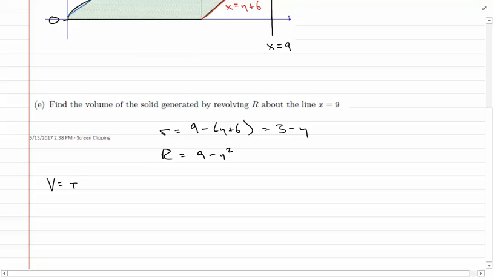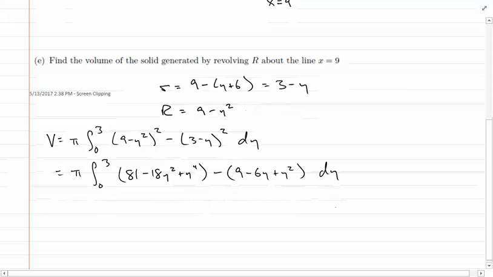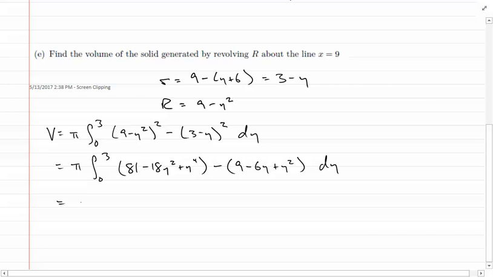The volume is going to be pi times the integral from 0 to 3 of big R squared minus little r squared. And we have to multiply out both of those squares. We'd have 81 minus 18y squared plus y to the fourth from the first square. We'd have 9 minus 6y plus y squared from the second square. Now we need to distribute that minus sign and combine like terms.